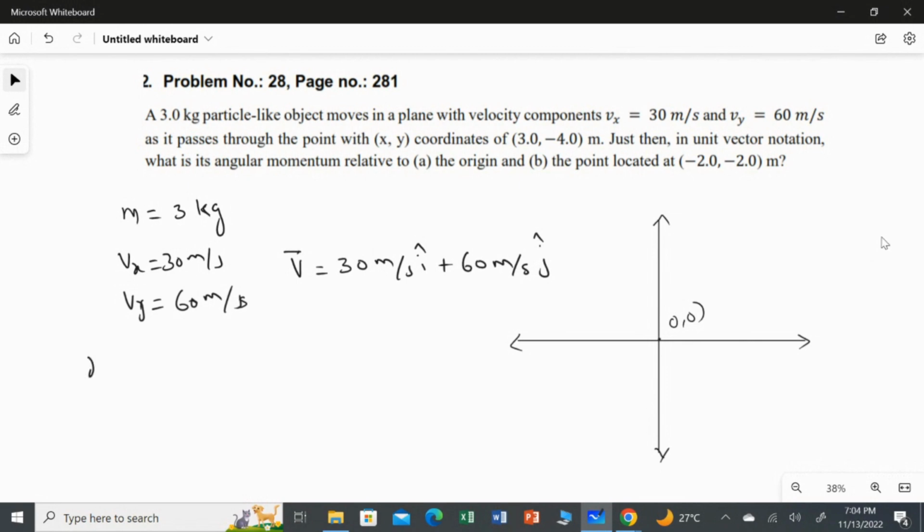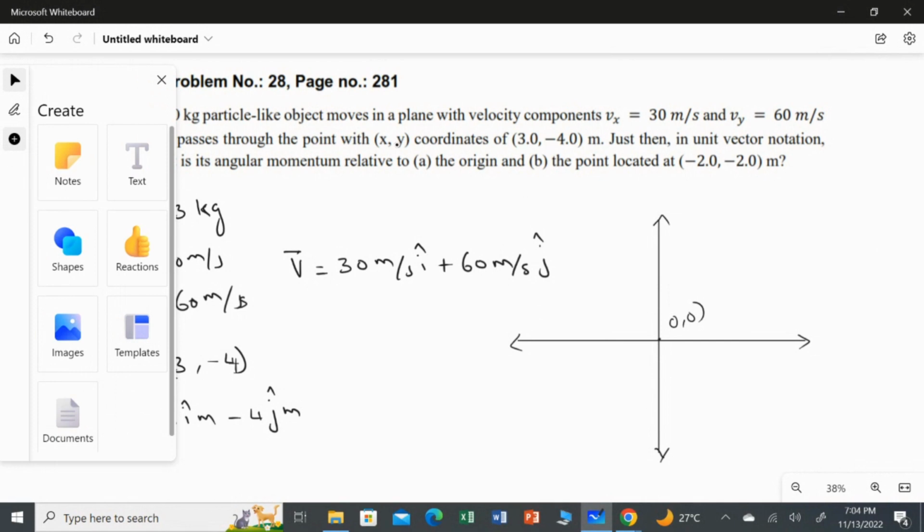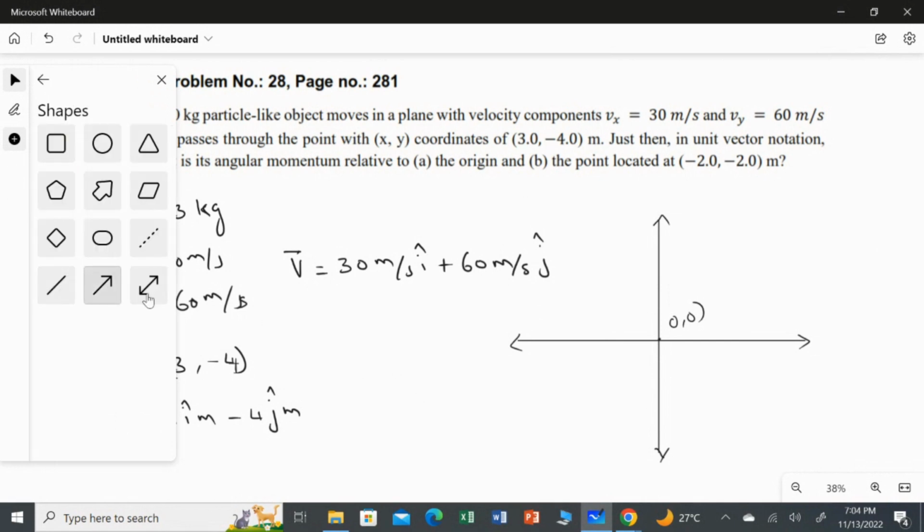And when it passes through these coordinates, what are the coordinates? They mentioned the coordinate value x comma y. What's the value of this x comma y? 3 comma minus 4. So if you want to write the vector equation for this point, we can use the position vector r, which is equal to 3 i cap meter minus 4 j cap meter. Actually, this point will come here. If you want to indicate this point in this graph, I can use this arrow mark. So let's consider this is the position of this particle with respect to the origin.